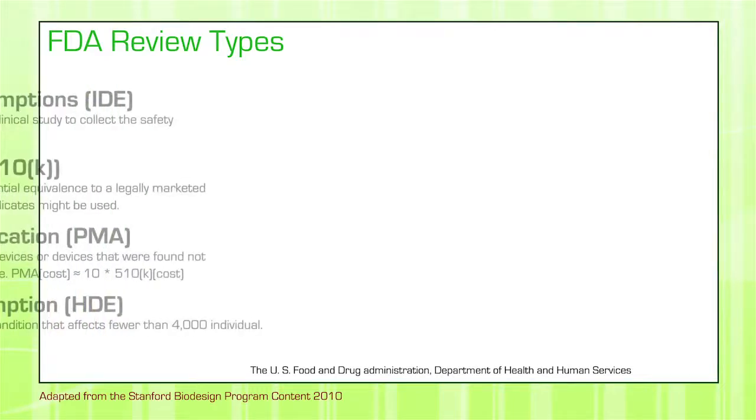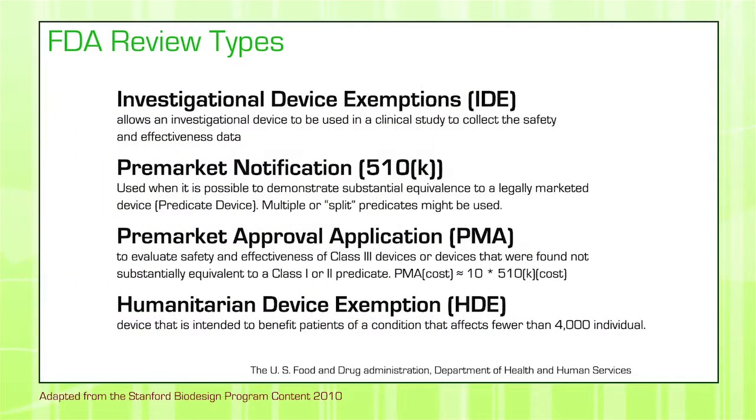And finally, there is the humanitarian device exemption, which is a very particular review process designated only for devices that are intended to benefit patients in conditions that affect fewer than 4,000 individuals, which was something that we mentioned earlier in this module.